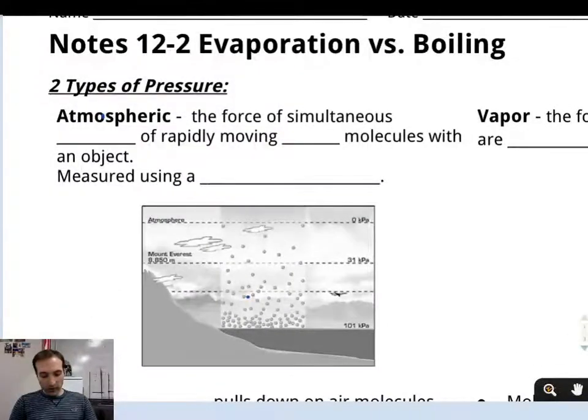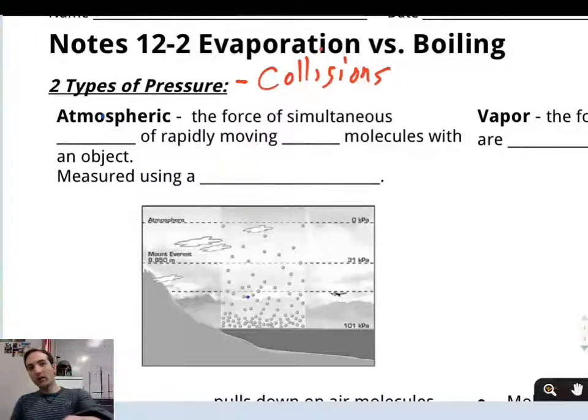We talked about the idea that you can think of pressure in terms of collisions, meaning when we're talking about any sort of pressure that involves a gas, it's the gas particles colliding with an object that creates the pressure. It's the collision, the force of the colliding. Okay, so there's two types of pressure that we need to consider.